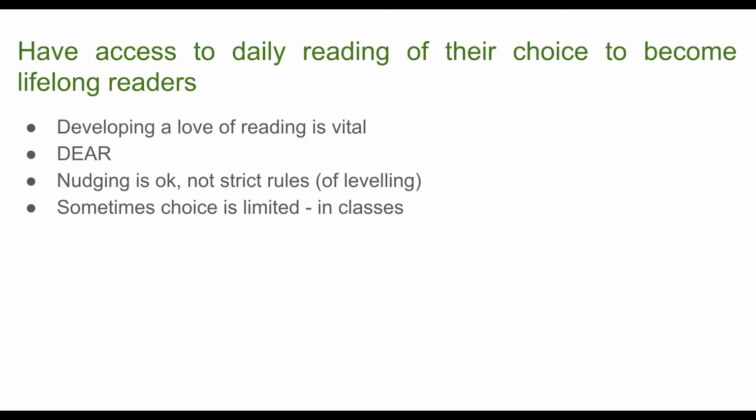Now, that third point here, the idea of nudging is okay and not to have strict rules. Sometimes we can get so rigid around this idea of letting kids choose, but their book has to be at their own level. That's a really good thing, but we need to remember one of the things that Allington points out is that interest should always trump reading level. So if students choose a book that seems like it's way too hard for them, but they want to dig through it themselves because they're so interested in what the book is about, that's a good thing. Let's let them do that.